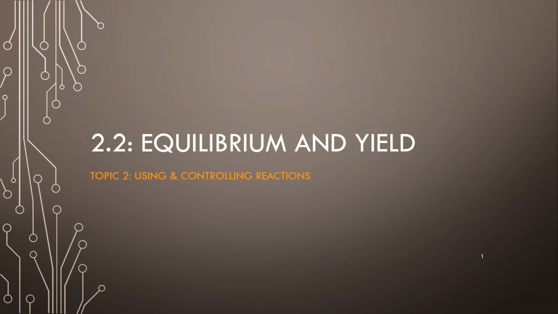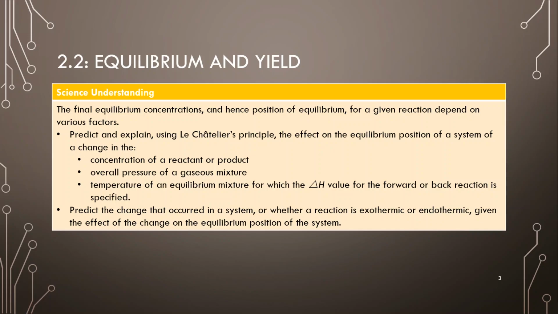Hello everyone, welcome to part 3 of the equilibrium and yield lecture video. We are focusing on this second table, which is on slide number 3. The final equilibrium concentrations, and hence the position of equilibrium for a given reaction, depend on various factors.